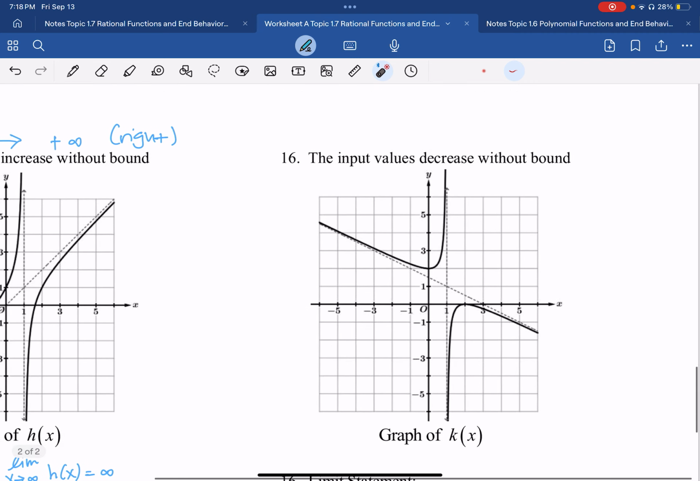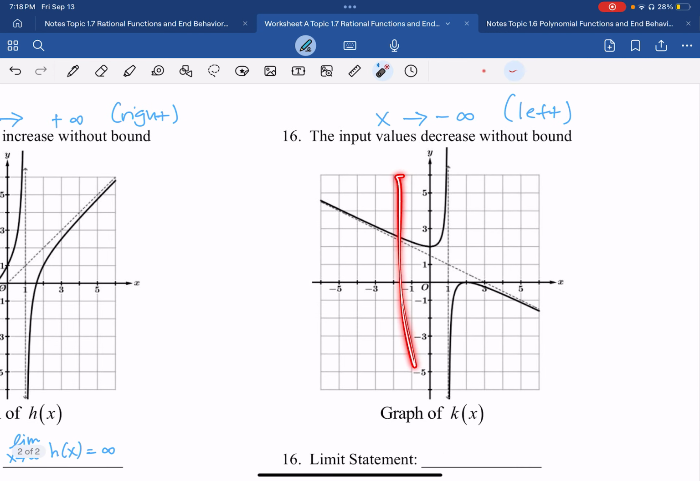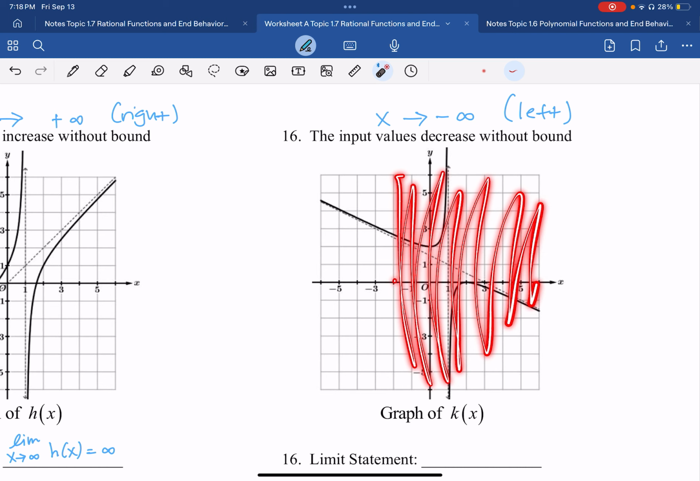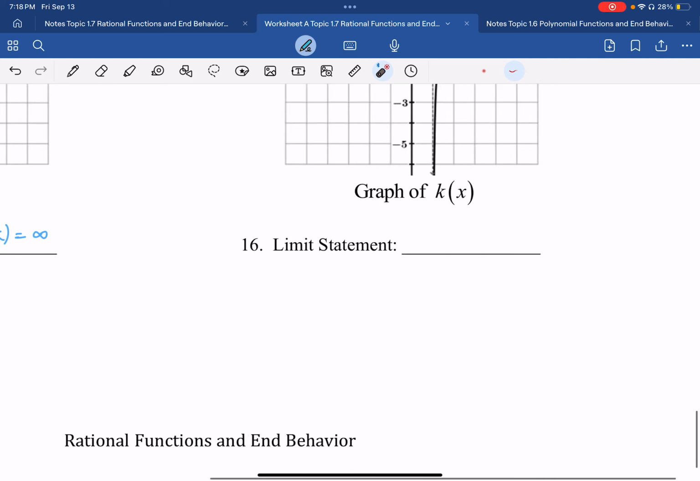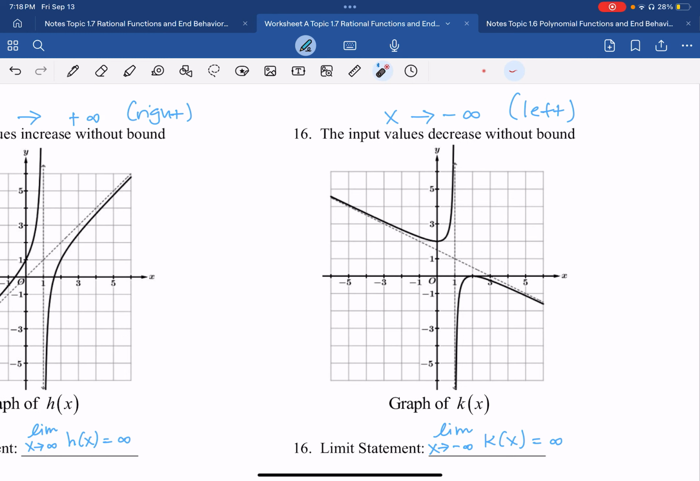Let's look at 16. The input values x is approaching, and then it decreases without bound, so that's going to negative infinity, which is the left side. You're going to ignore everything in the middle and on the right. As you go all the way to the left, I see my y values are going up, so this will say the limit as x approaches negative infinity of k of x equals positive infinity. So as we went to the left, the y values go up.